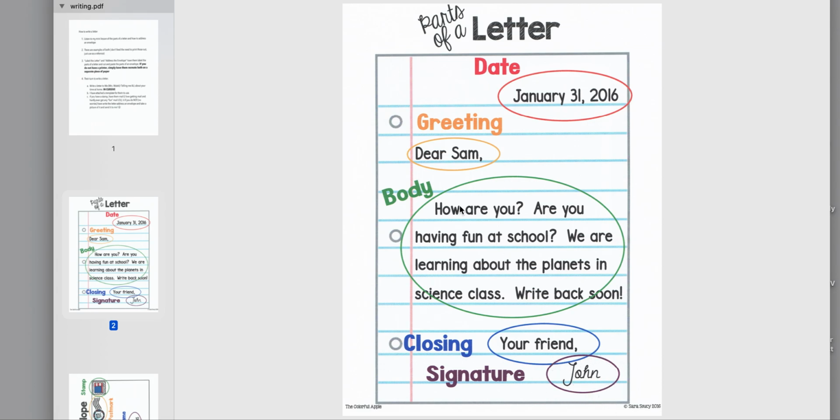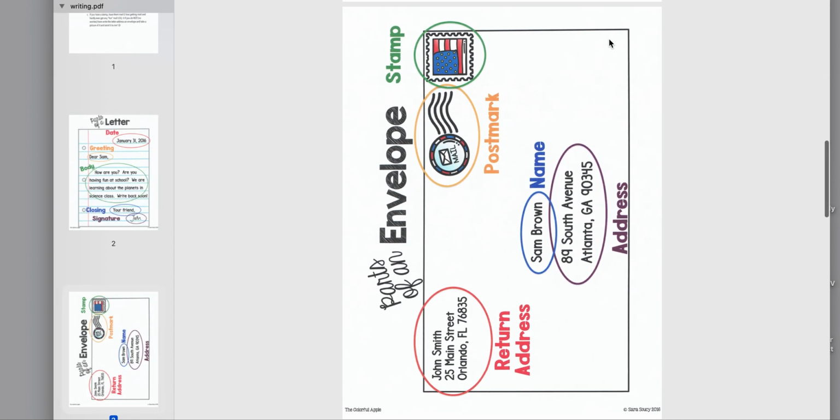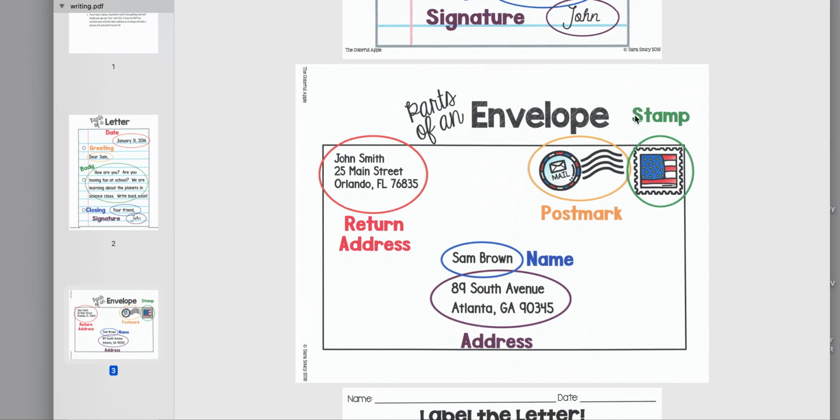Okay, so you're going to practice writing a letter. You're going to actually write a letter to me, telling me all of the great and fun things you're doing while we're stuck at home. And we also need to learn how to address an envelope.